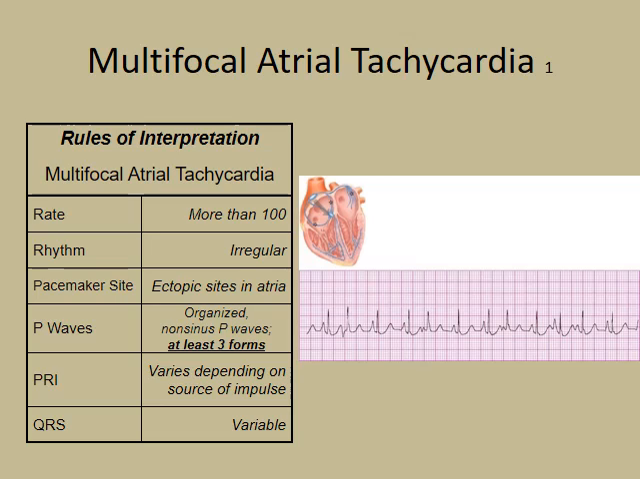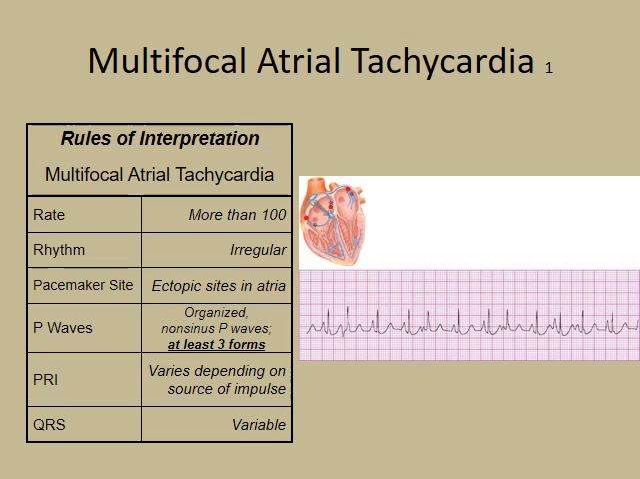The P waves are organized non-sinus. They're non-sinus because they all look different. And with multifocal atrial tachycardia, there's at least 3 forms. There's that form, a little loop, this is a little more spike. Hey, look at this crazy thing right there. They all look a little different. And that difference comes from the different locations in the atrium where these signals come from.